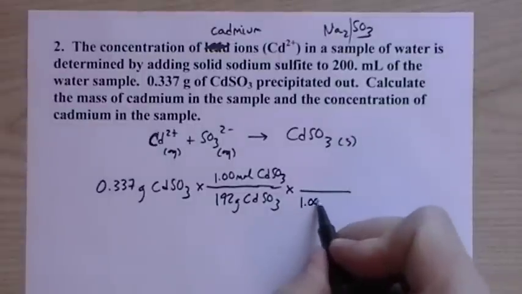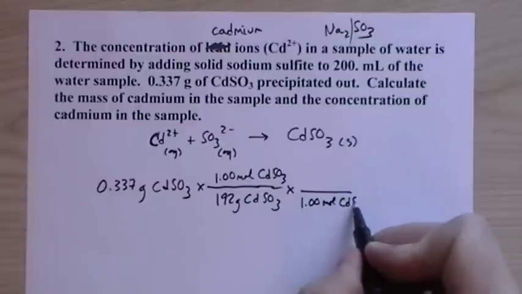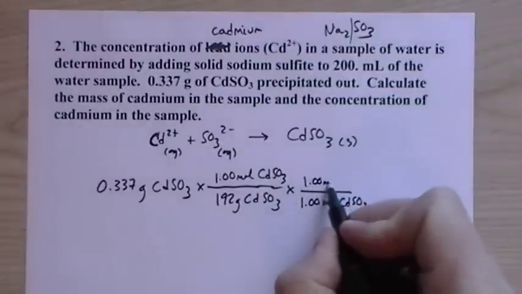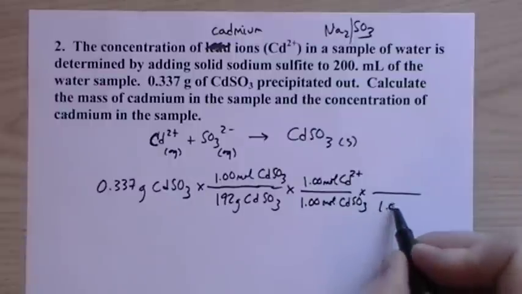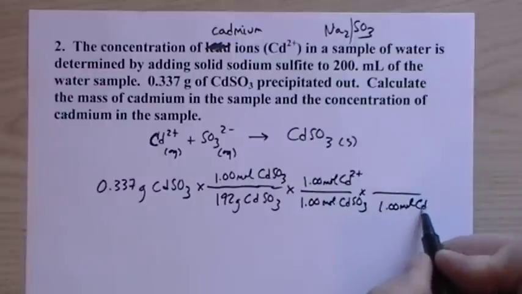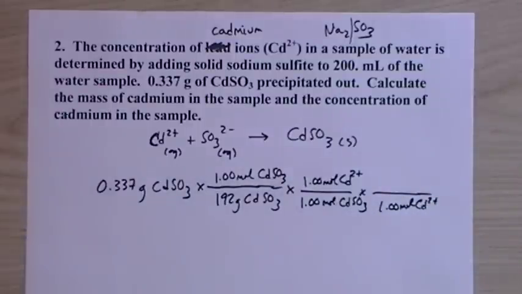1 mole of cadmium sulfite contains 1 mole of cadmium 2+, and then 1 mole of cadmium 2+, even though it's missing those 2 electrons, weighs the same amount once we've rounded.